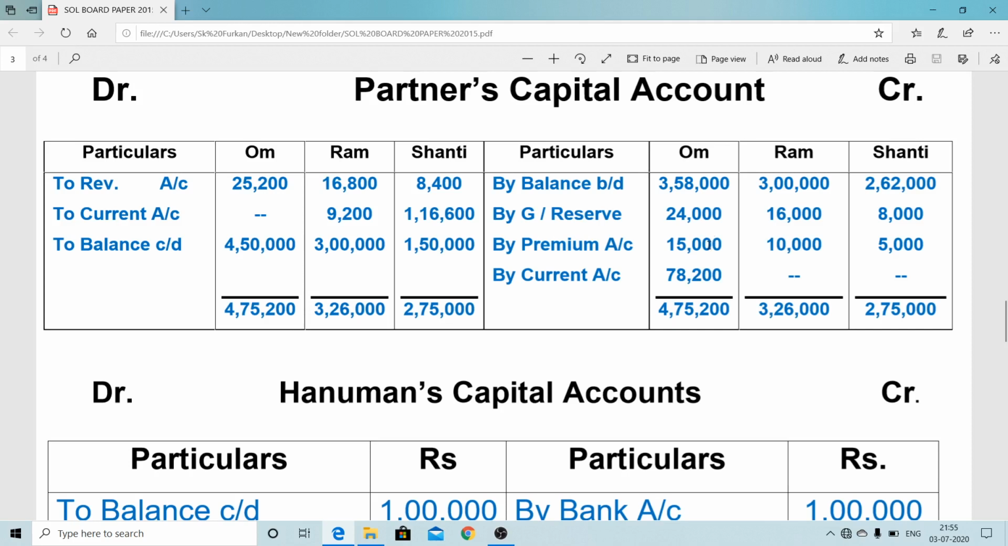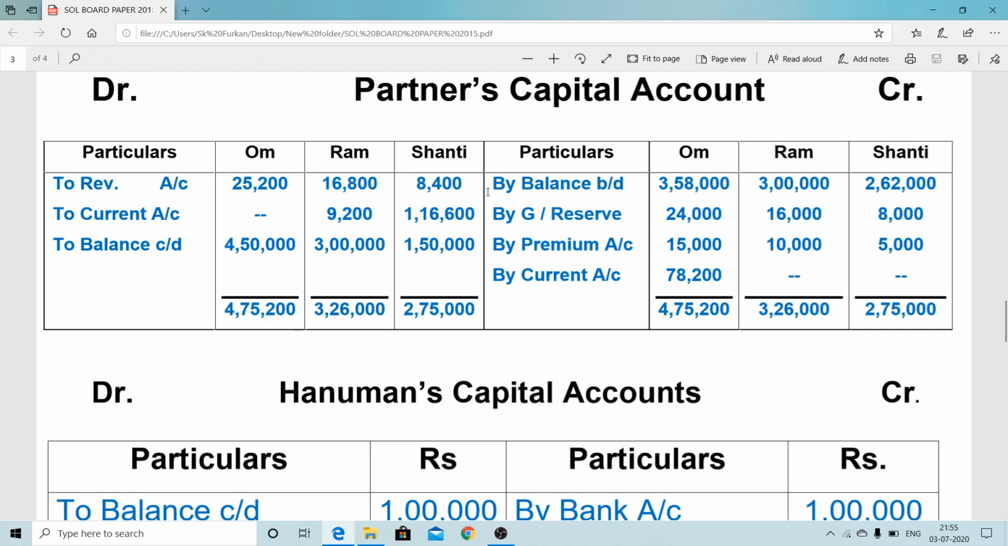Now the new partner, that is Hanuman, he brings his share of goodwill money. The total agreed value of the goodwill, that is the total firm value of the goodwill, was 3 lakh. Out of that 1/10, that is 30,000, he brought. So when he brought, two entries: one is bank account debit to premium for goodwill, and premium for goodwill account debit to the old partners' capital. So here in full form we can write premium for goodwill account. According to the sacrificing ratio, Om's share is coming 15,000, Ram's share 10,000, and Shanti's share 5,000. Total 15 plus 10, 25 plus 5, 30,000. Okay. So this side all.